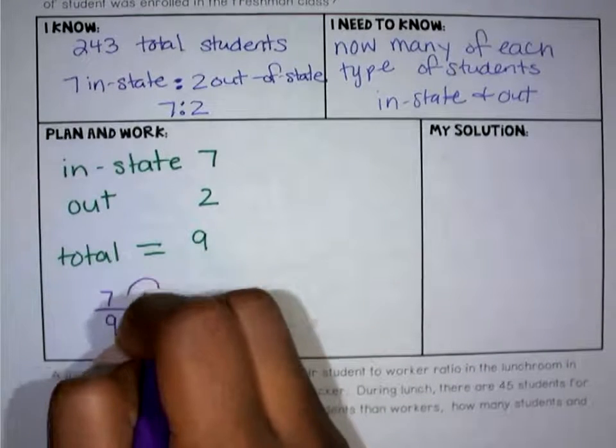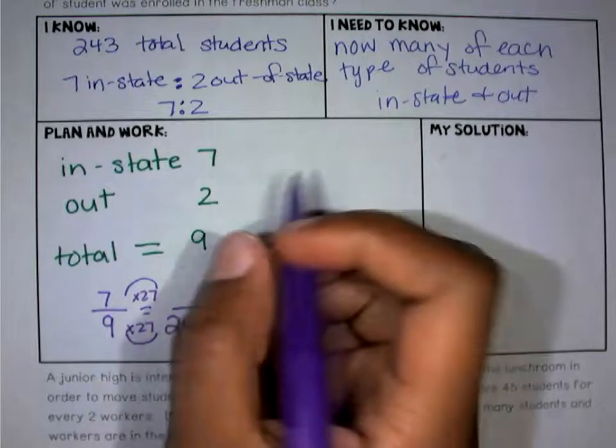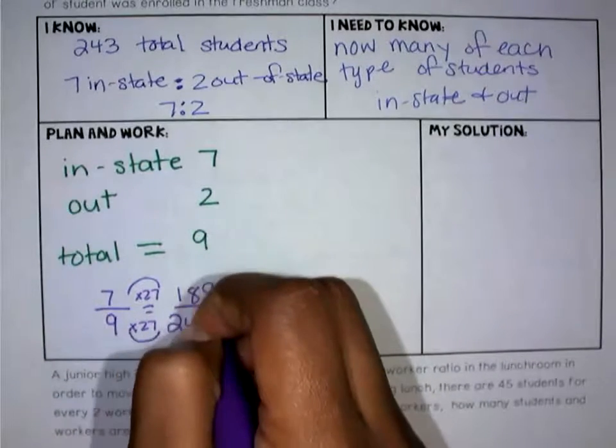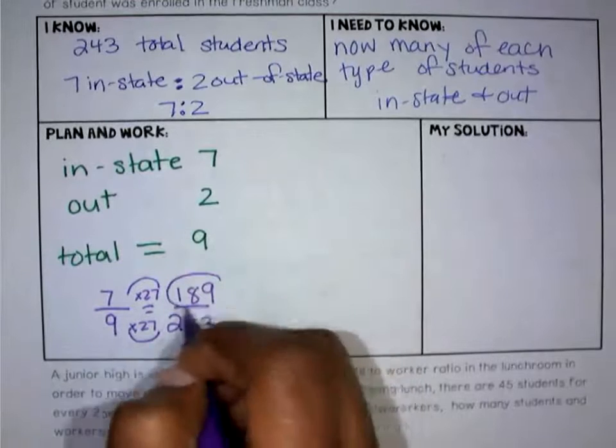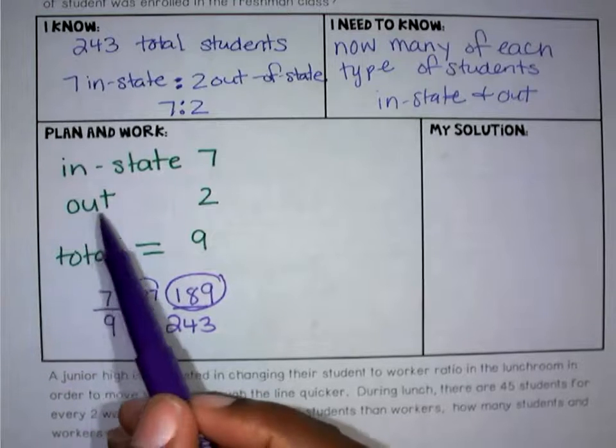So you take it to the top, 7 times 27. And when you type that into your calculator, you get 189. All right. So there was a total of 189 in-state students. So now you have to think. We have to do the same thing with out.